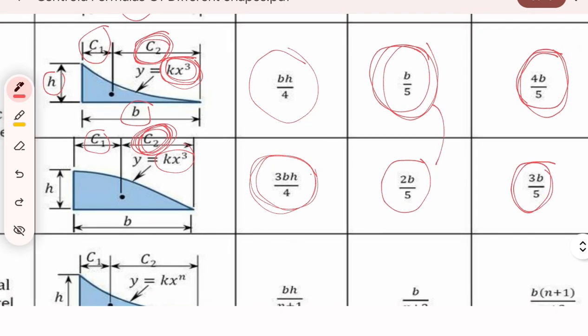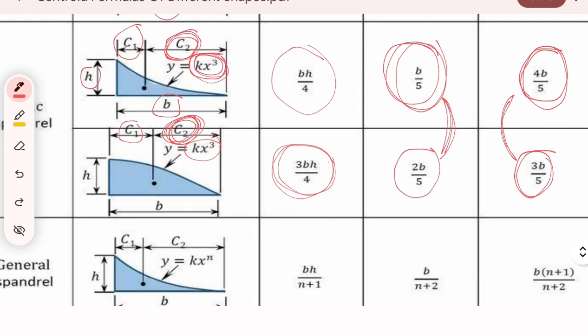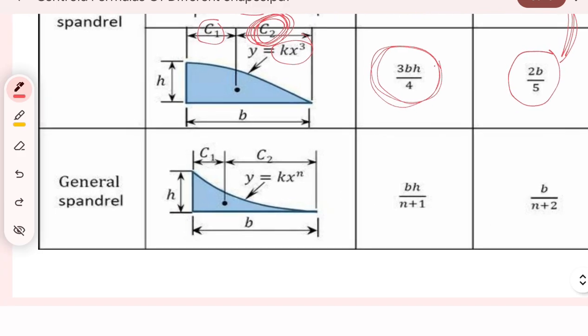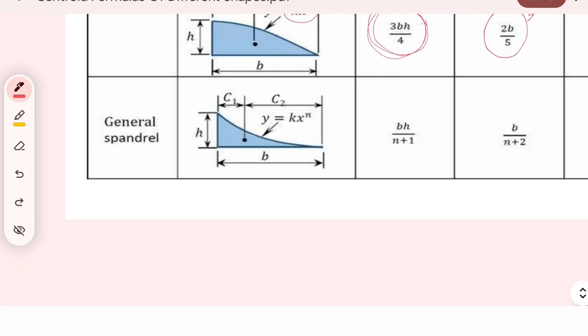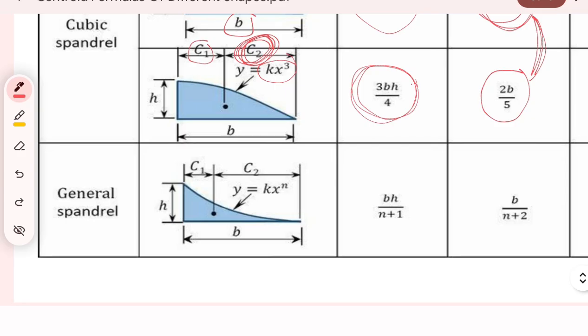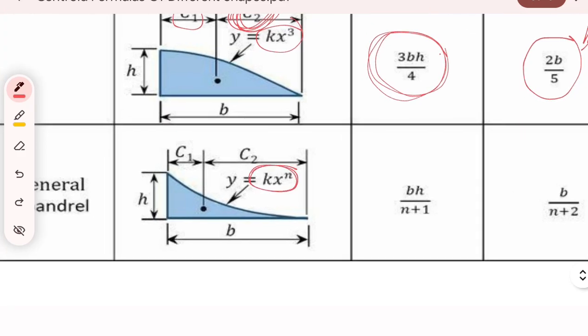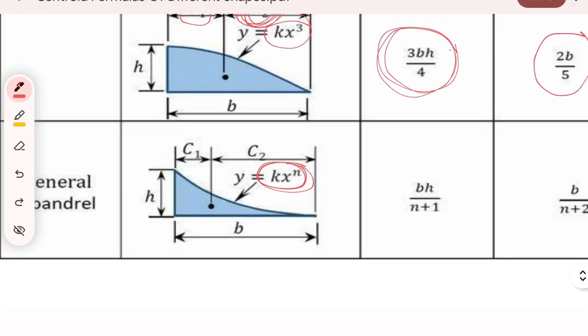All right? Just make sure you can differentiate these formulas. And the last one is the general spandrel. So the general spandrel is when you have an exponent n or any other exponent apart from 3 and 2. With a base and a height given, you can compute the area of the general spandrel, which is BH divided by n plus 1.